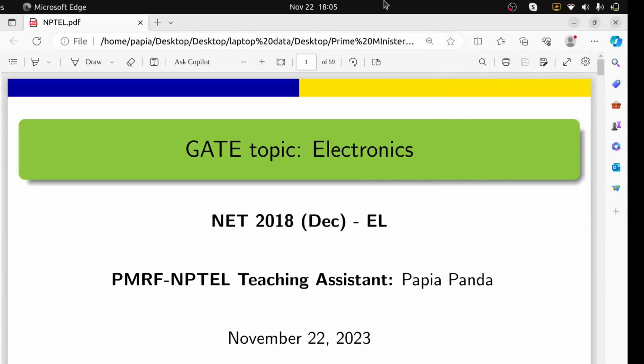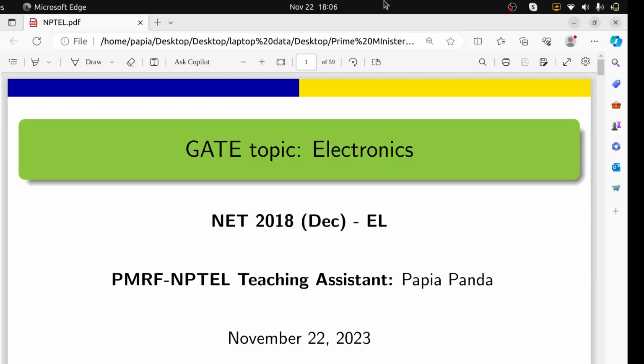Okay, so let's start today's session. Today we will talk about the electronics GATE topic, and as I told you previously, most of the GATE questions were already discussed, so we are going to shift to the NET as well as the TIFR questions. Some of the students asked in the last class that we will talk about the TIFR questions also. But in that class, I only focused on the NET questions, and maybe in the next topic I will go to the TIFR also.